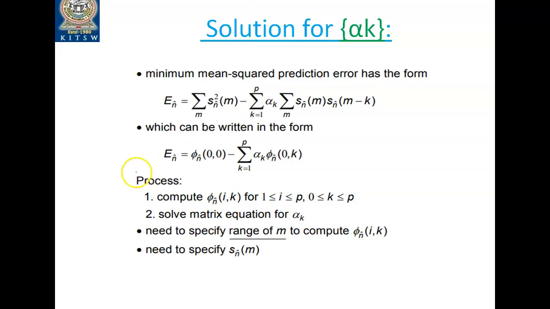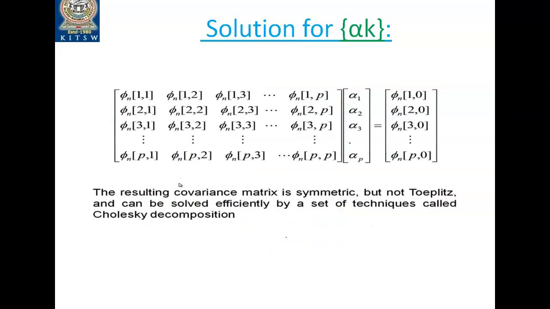This is the process you are going to see here. The first step is that we need to compute phi n of i comma k for i varying from 1 to p and k varying from 0 to p, and then we need to solve the matrix equation for alpha k. To solve for alpha k, first we need to fix the range of m for the summation. This is the matrix form.